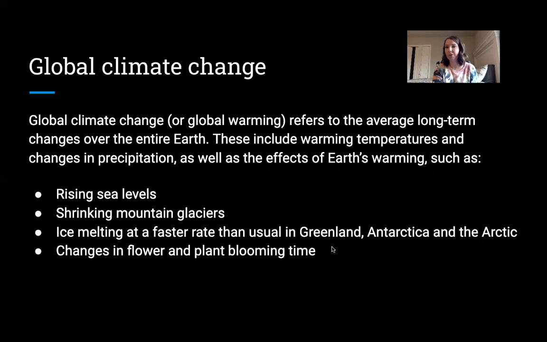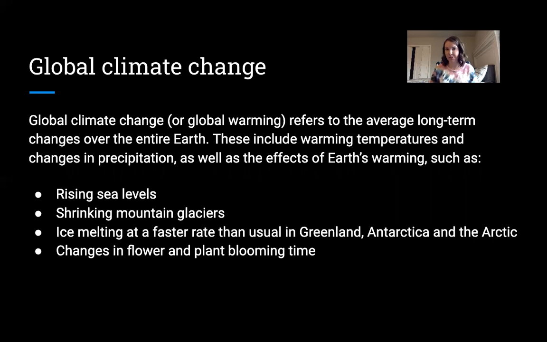So, global climate change, also known as global warming. I'm sure you've heard this buzzed around before. Global climate change or global warming refers to the average long term changes over the entire Earth. So when we're noticing long term, not just a couple weeks, but long changes, they're noticing the patterns that are happening. This includes that we're noticing the temperatures are getting warmer, warming temperatures.